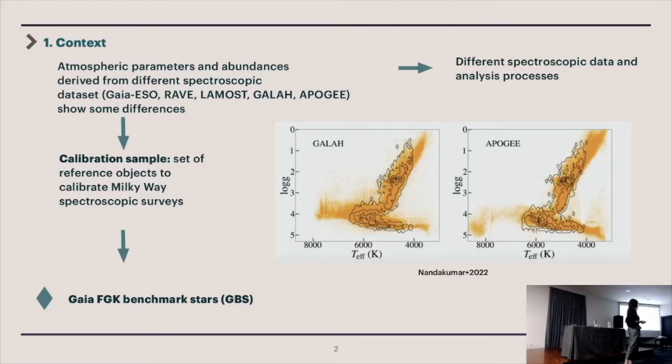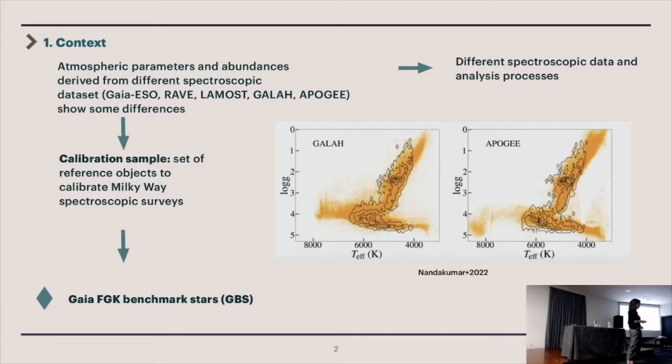We are now in the era of the large spectroscopic surveys. So we have a wide amount of stellar parameters, chemical abundances, and we are facing also very interesting new releases. But it has also been shown that the results that we are deriving from these different data sets often show differences, both in the determination of stellar parameters and in chemical abundances.